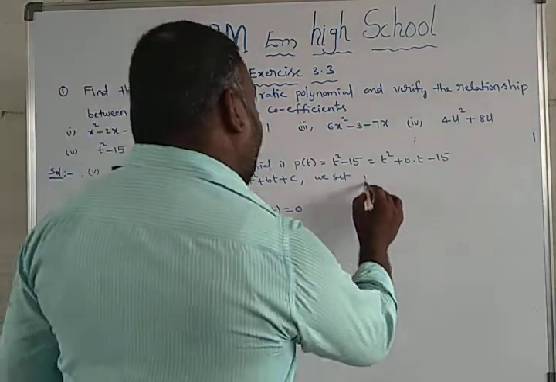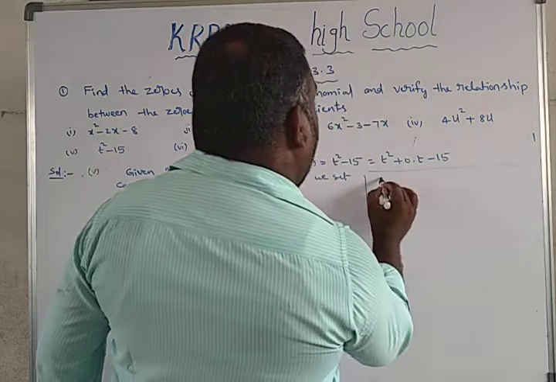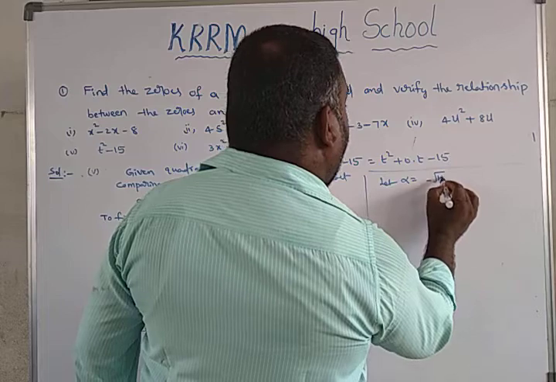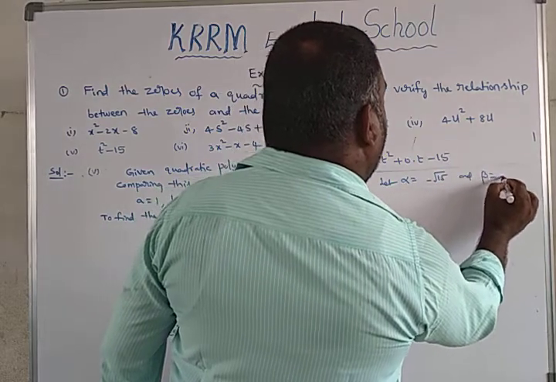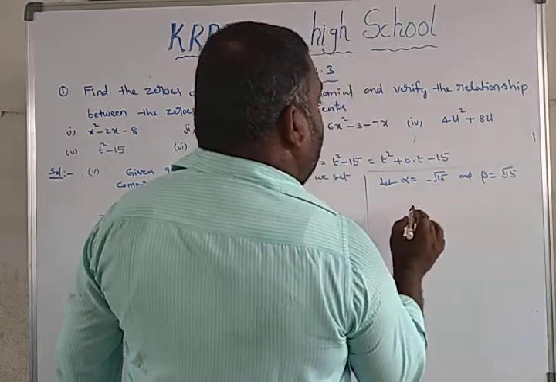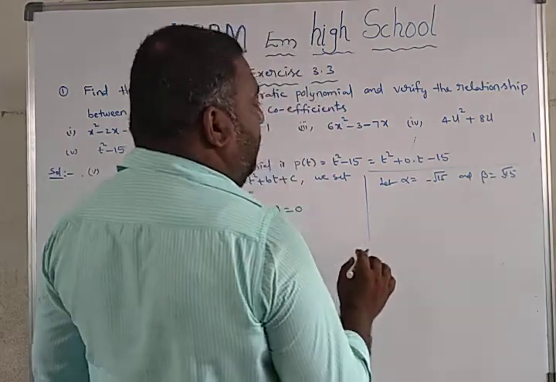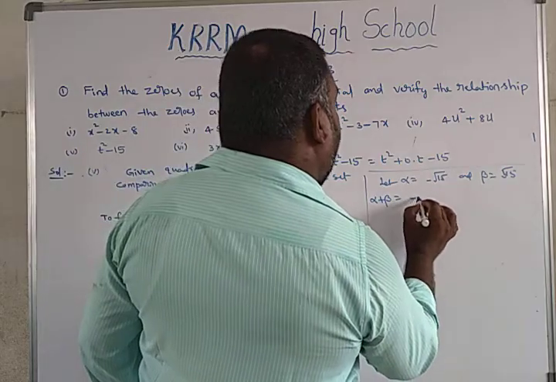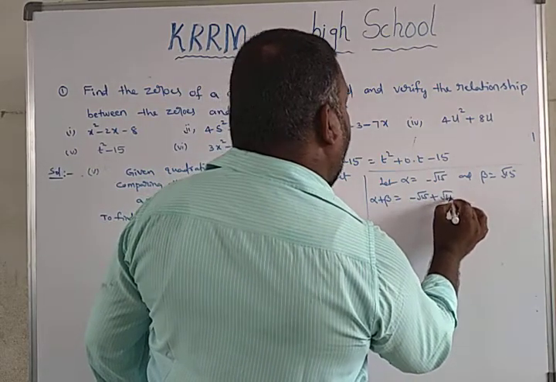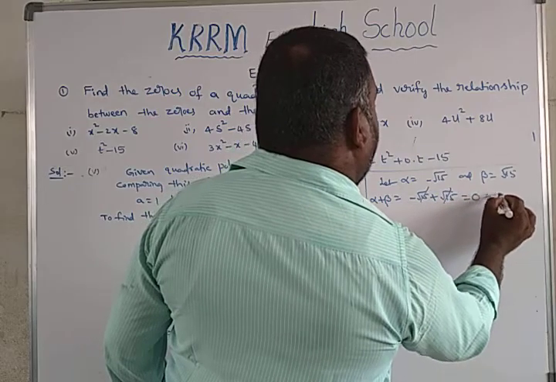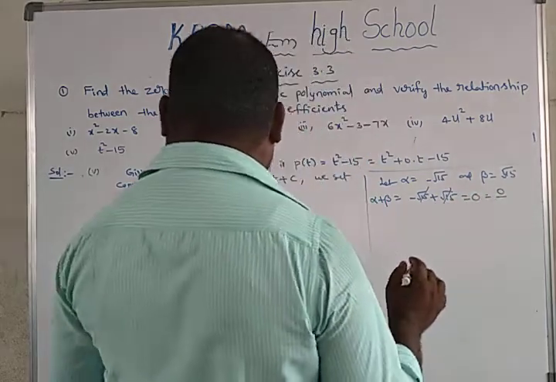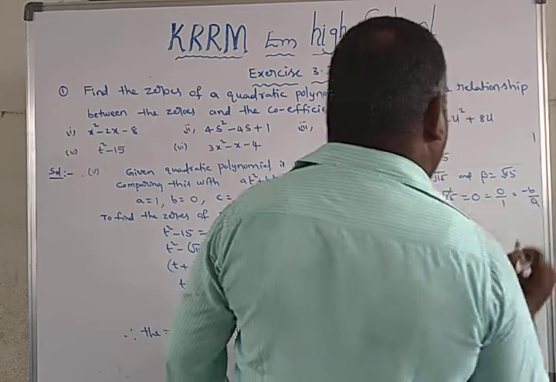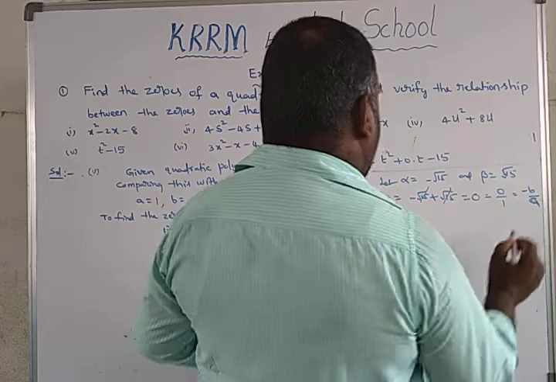So let one zero be taken as alpha. Let alpha is equal to minus root 15 and beta is equal to plus root 15. Now the relationship between zeros and coefficients. First we take the sum of the zeros, alpha plus beta, here minus root 15 plus root 15. It becomes 0. This can be written as 0 by 1, which is equal to minus b upon a. So this is the sum of the zeros.